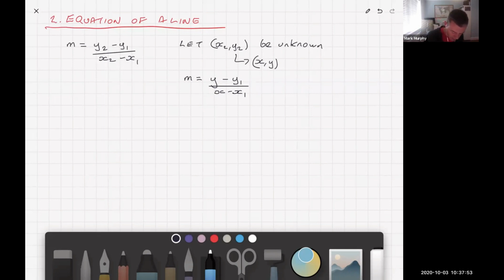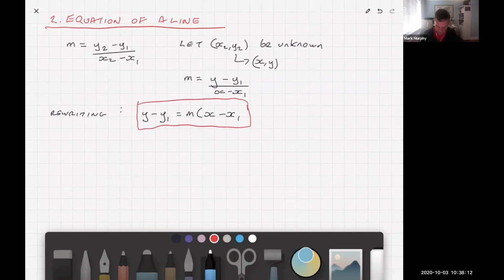So rewriting that, we get y minus y1 is equal to m into x minus x1. Now that's a formula or a format that you're probably familiar with. Okay, that's that one. Now, let's continue on with that.